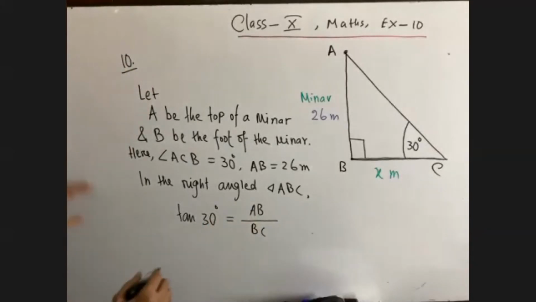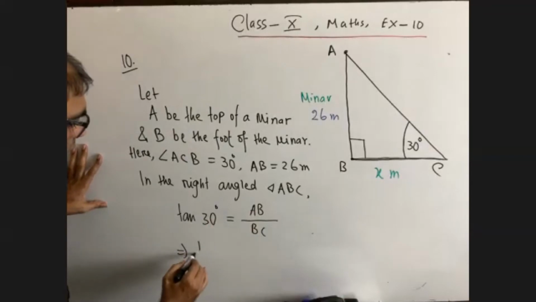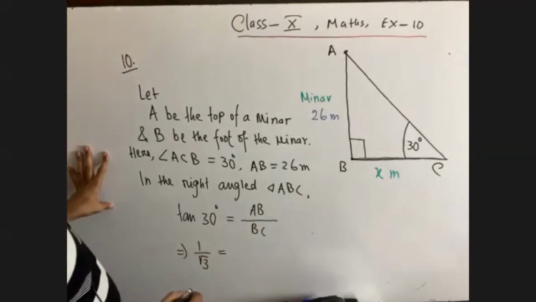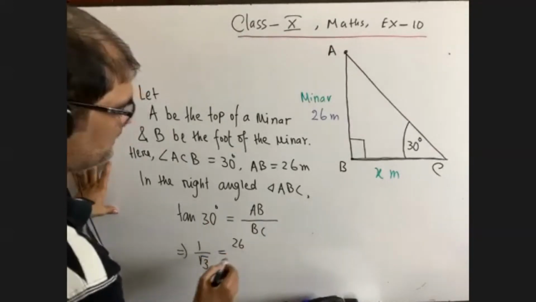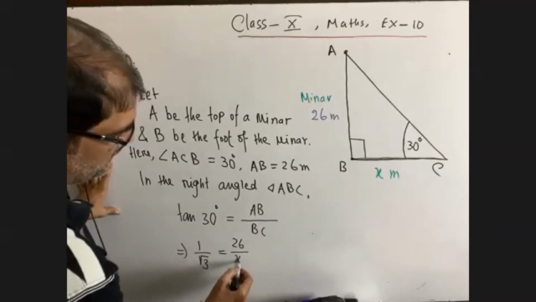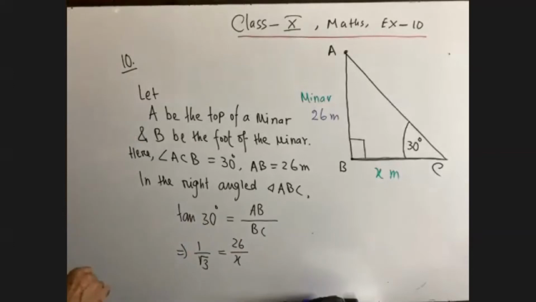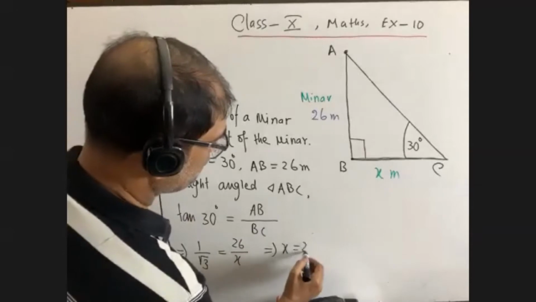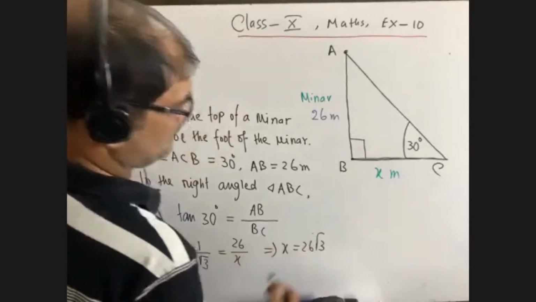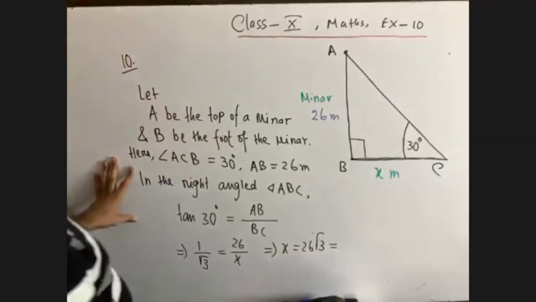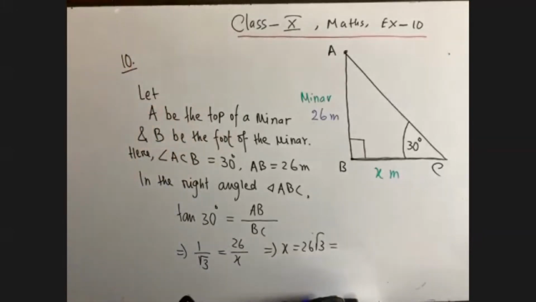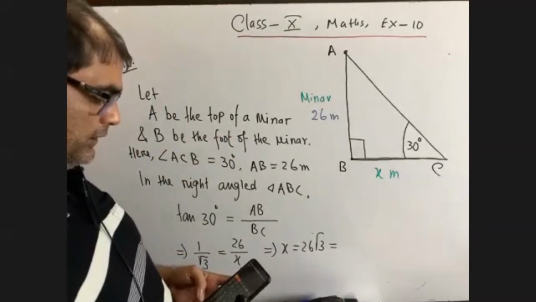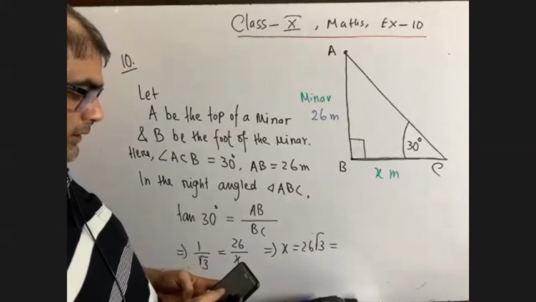Now, what is the value of tan 30 degree? You know, this is 1 by root over 3, tan 30 degree. The length of AB is 26 meter. BC is x meter. So meter will be omitted. That is, we have got x equals 26 root over 3. Now please calculate it. 26 into root 3 equals what? Calculate. 26 into root over 3.